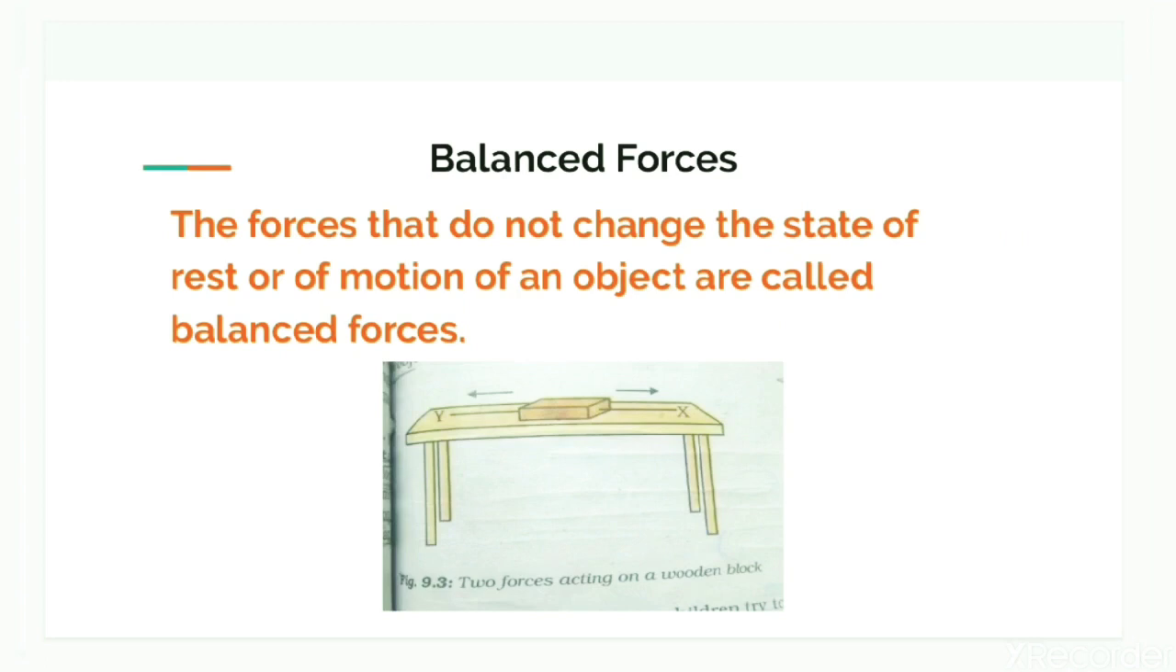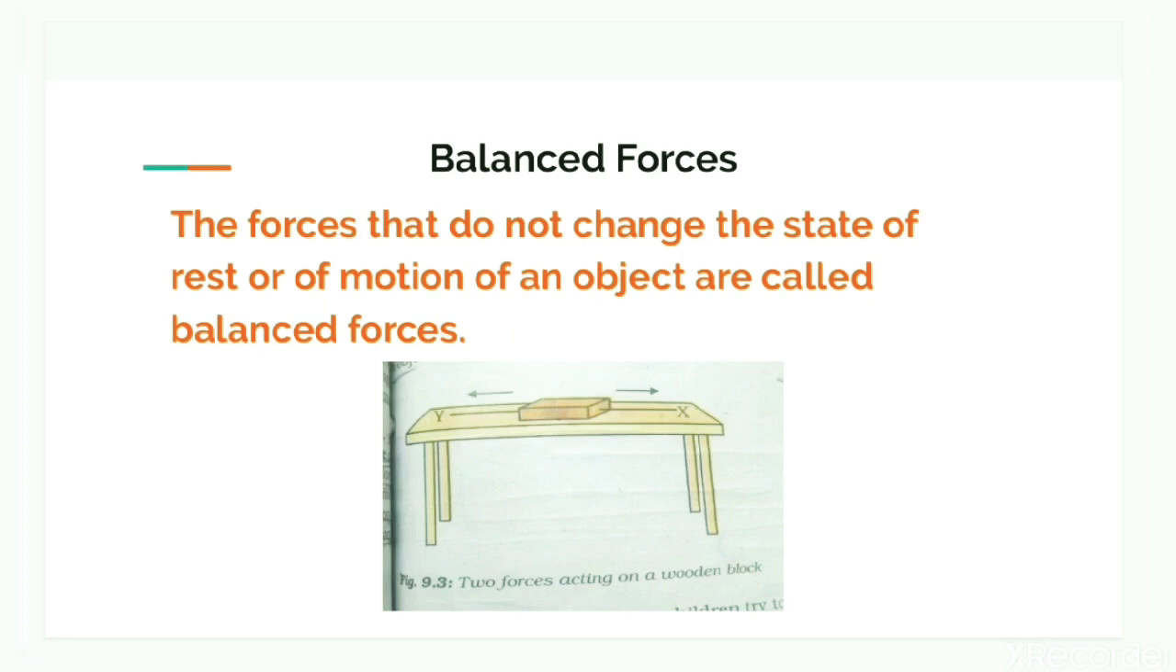In this picture, we see a wooden block kept on a horizontal table. We can also see two equal strings X and Y tied to the two opposite faces of the block. If we apply a force by pulling the string X, then the block moves to the right. But instead, if the string Y is pulled, then the block moves to the left.